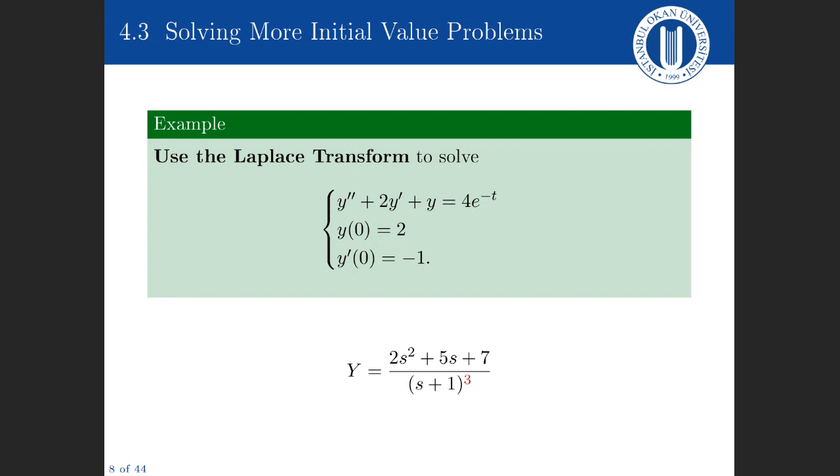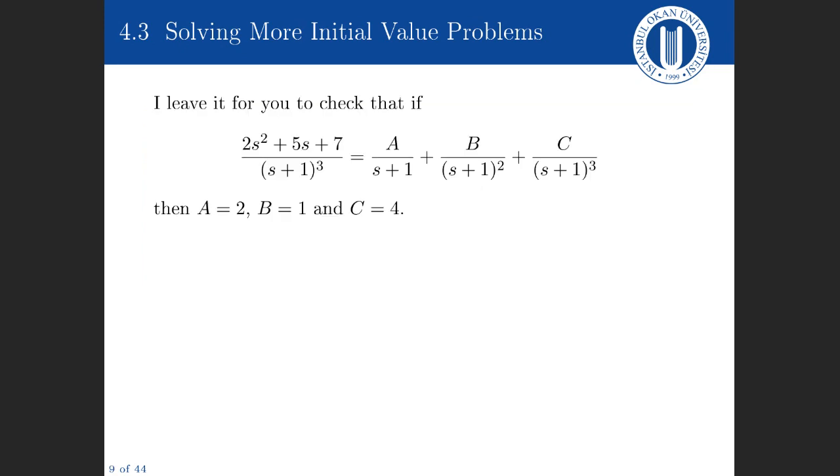If we can find the inverse Laplace transform of this function, then we've solved the problem. We need to use partial fractions to find small y. I'm going to leave it for you to check that if we write our function as A over s plus 1 plus B over s plus 1 squared plus C over s plus 1 cubed, then A, B, and C must be 2, 1, and 4.